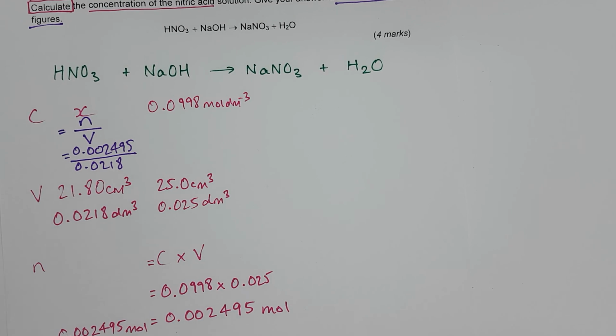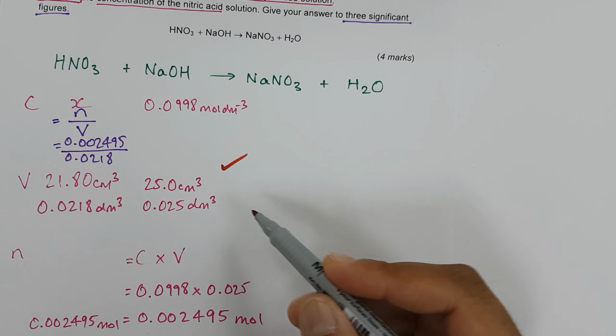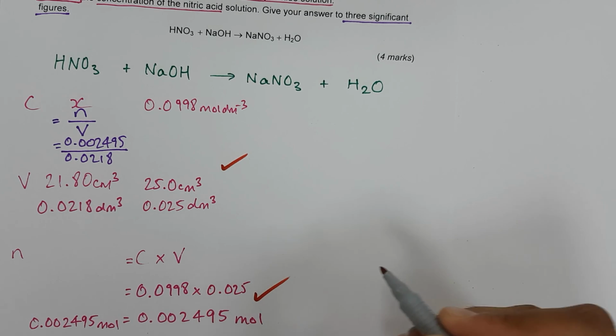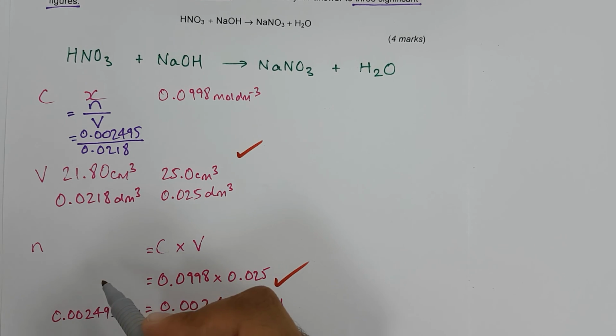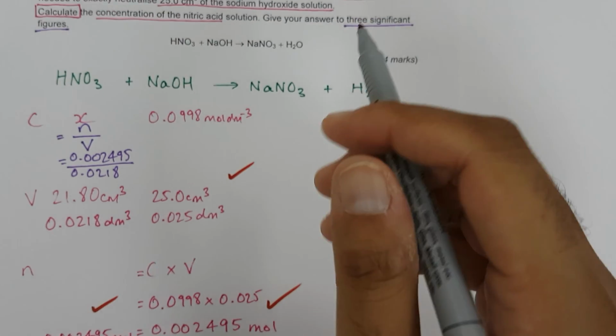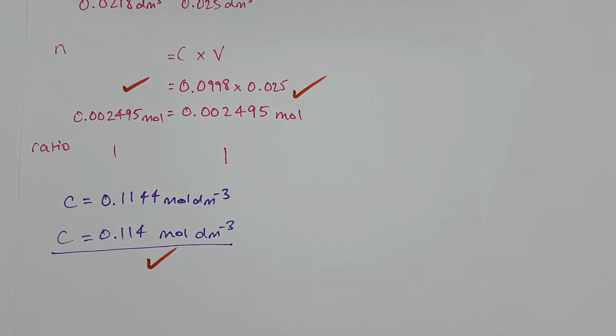Quite important to work out where we pick up marks. The first mark is for correctly converting to dm cubed. The second mark for calculating the moles of your NaOH. The third mark for correctly working out the moles of your acid. And finally, plugging it all in and working out the concentration.